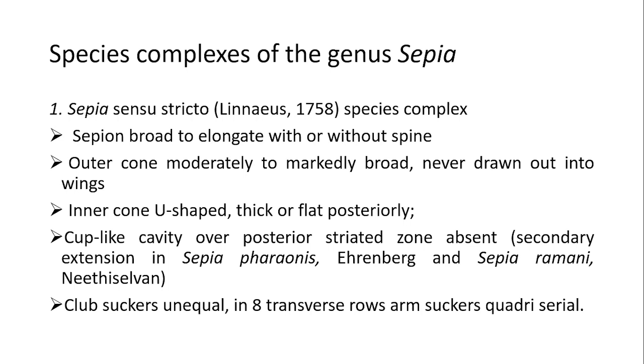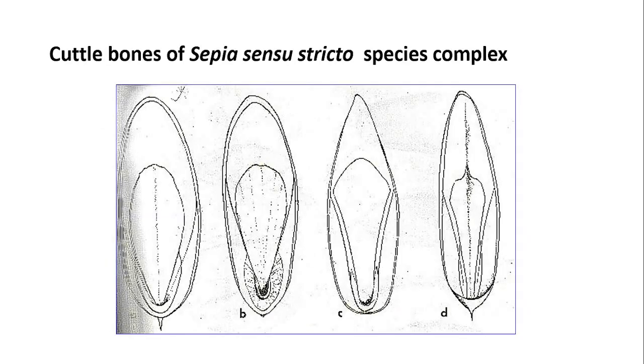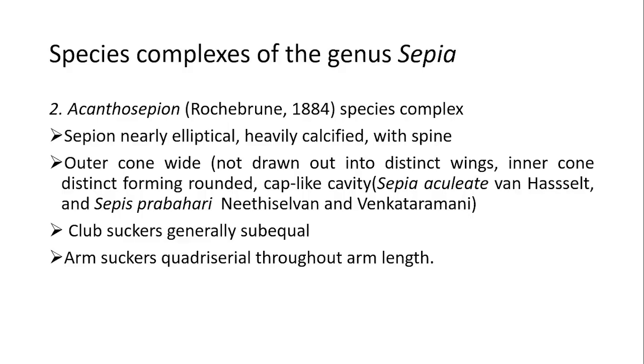Secondary extension is present. For example, Sepia pharaonis Ehrenberg and Sepia prashadi Winckworth are discovered. The club is shaped unequal in its transverse rows; arms, suckers, and quadriserial are present in this. This is a photographic image of the sensu stricto complex. We can see the cuttlebone, region wise.